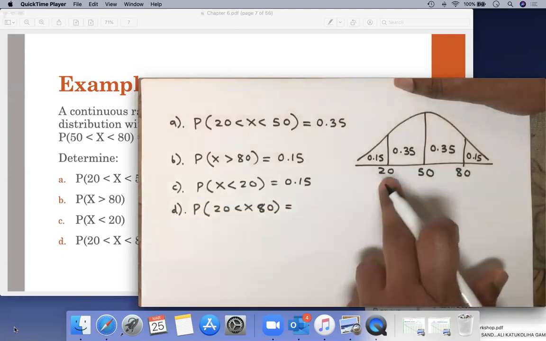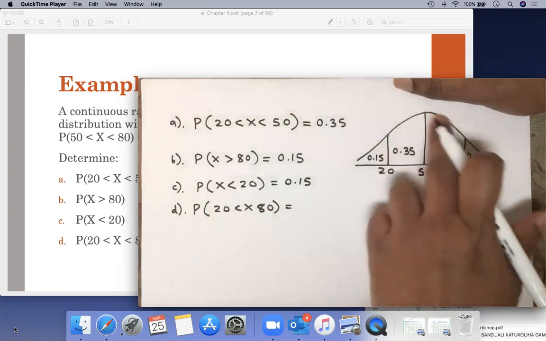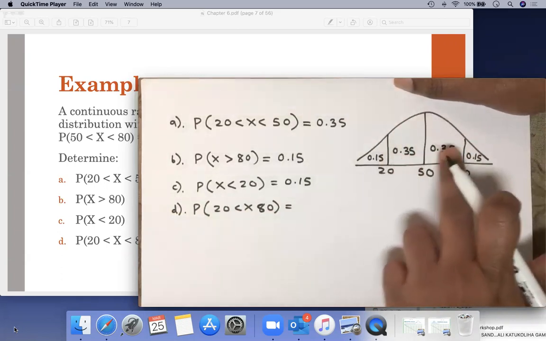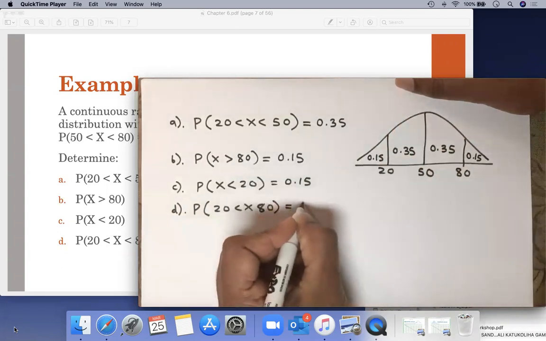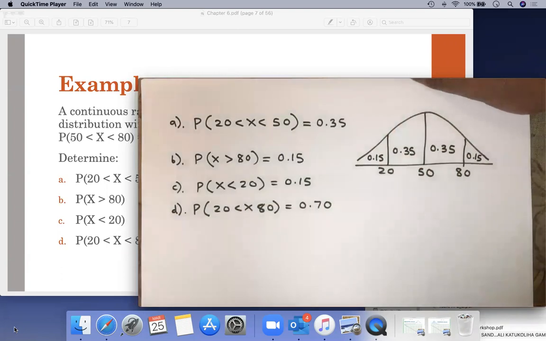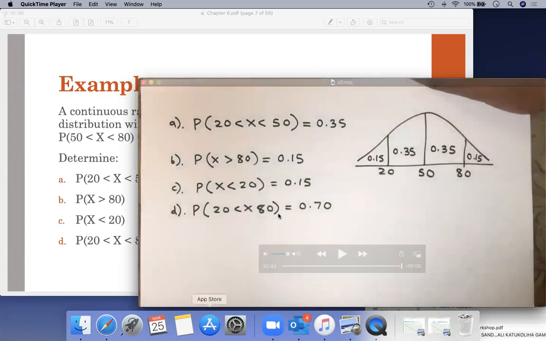Then the last one, the probability of x values in between 20 and 80. So you have to find this area. So 0.35 plus 0.35, so it's 0.70. Here I missed the less than symbol, but it's in your question part D. The answer is correct, 0.70.